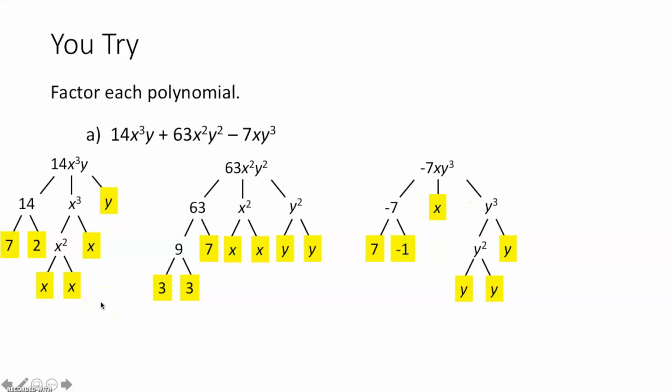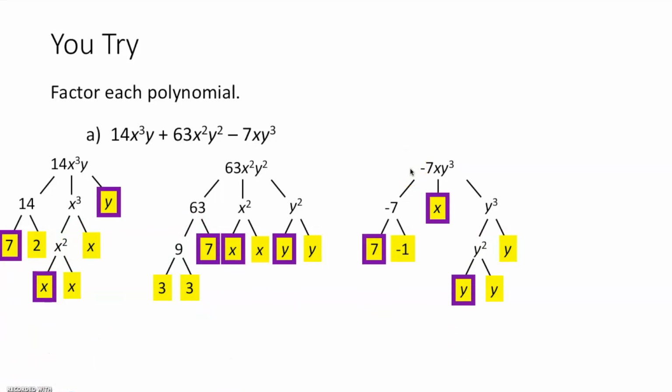We need to factor out the GCF. So what is the GCF? What do each of our 3 terms have in common? They have a 7, they have an x, they have a y. And that looks like it, right? So 7 times x times y is 7xy. That's going to go on the outside of our set of parentheses.